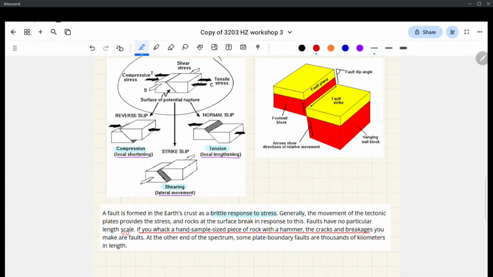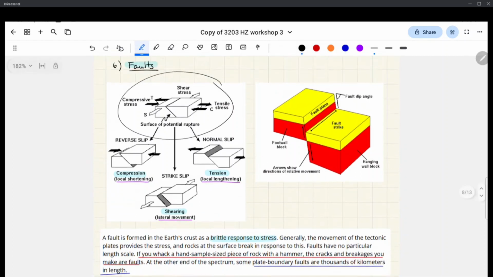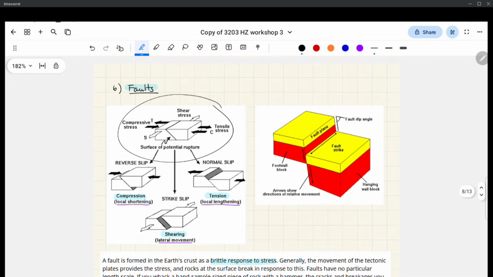If you whack a rock with a hammer, the cracks make faults, right? So that's a small scale fault. But if plate boundaries spanning thousands of kilometers are also split, that's also a fault, right? So a fault is just a split in the rock of some sort. And then you basically have slipping that happens on these faults due to the plate tectonic movement.